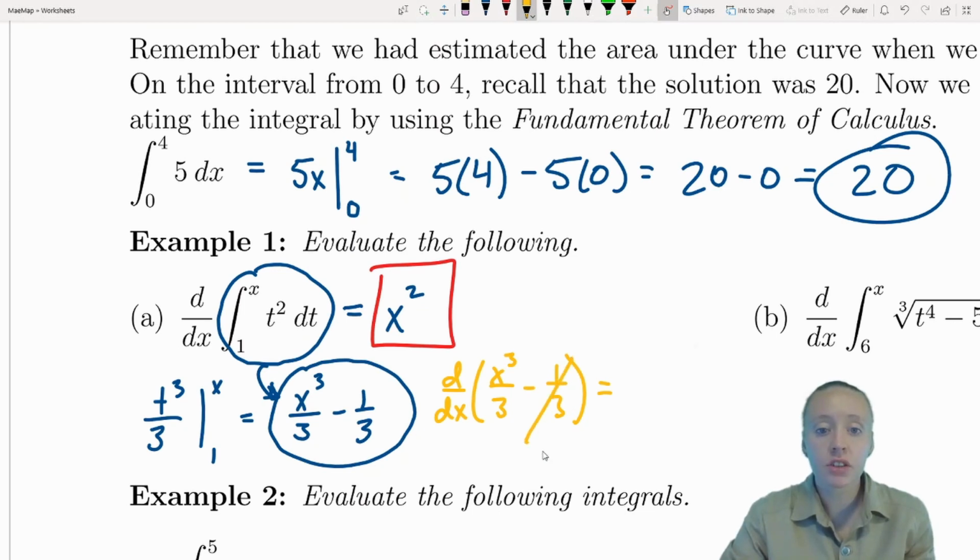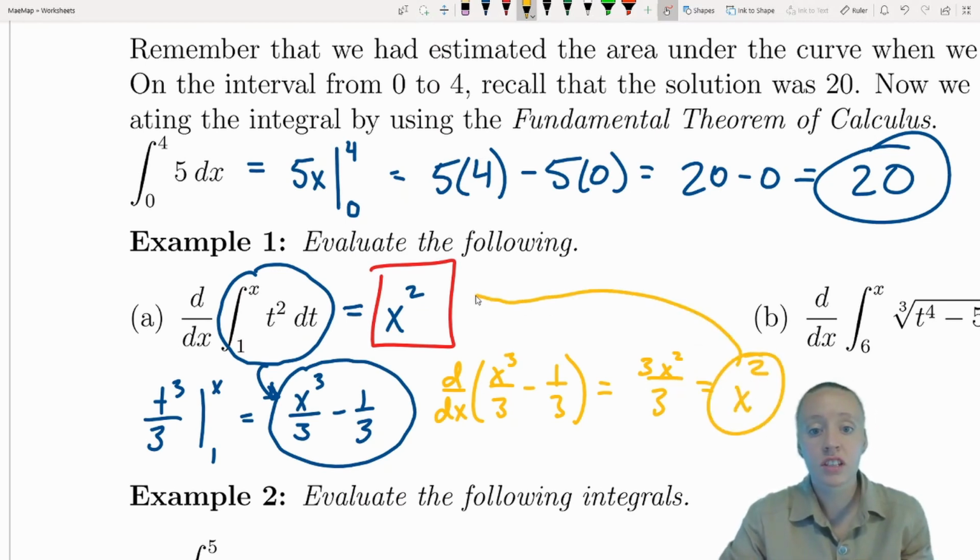1/3 is a constant, so that goes to 0. Taking the derivative of x cubed over 3, bringing that 3 down in front, then decreasing my exponent by 1, I'll get 3x squared over 3, which is going to give me x squared, which is exactly what I got in part A by using that fundamental theorem.